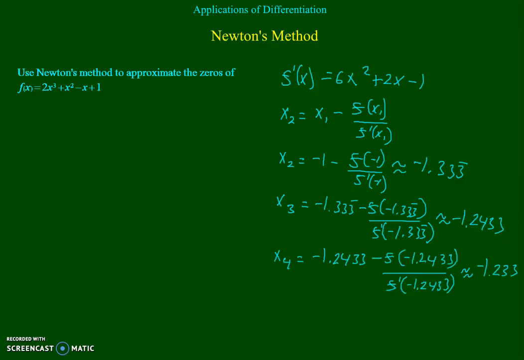negative 1.2433. And so one final approximation using negative 1.2433, we get negative 1.233 repeating, to 3 decimal places. Further iterations will give us the same approximation. So that's Newton's method, and now on to the next section.